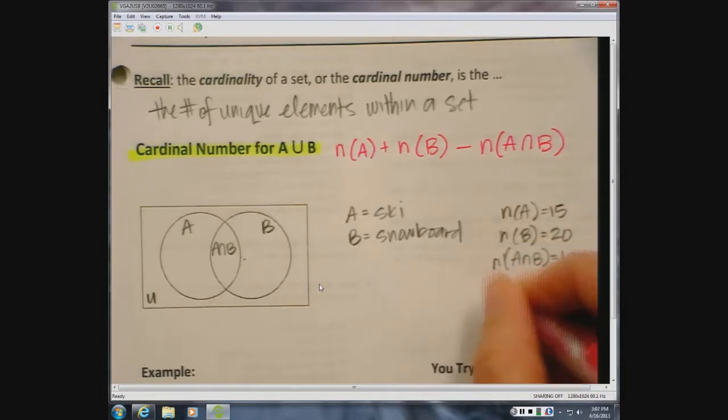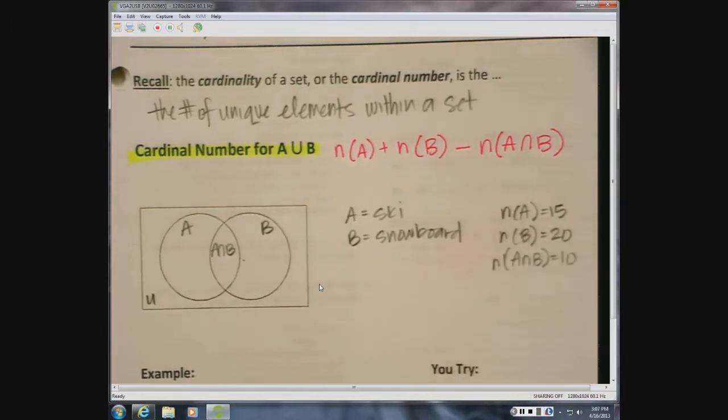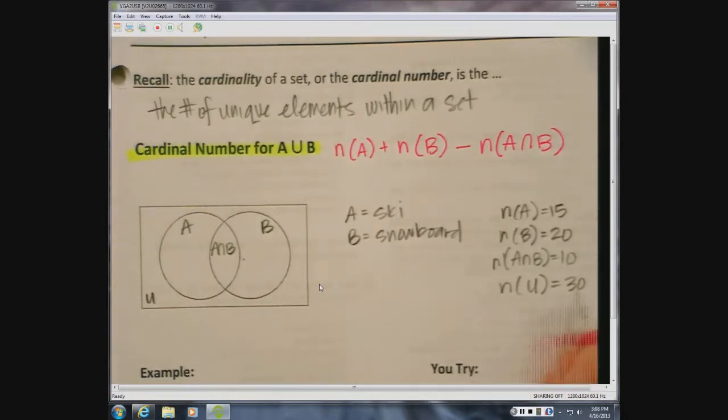And that the universal set, oops, let me write that differently. The number of elements in the universal set is 30. So 30 people were surveyed. 10 said, yeah, I know how to ski and snowboard. 20 people said, I know how to snowboard, and 15 people said, I know how to ski.